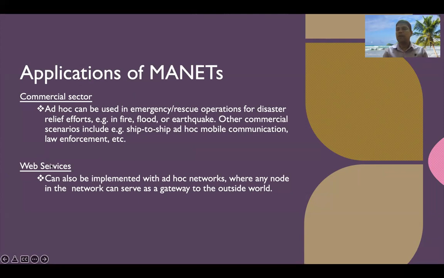And this is for web services. In the commercial sector, ad hoc can be used in emergency or rescue operations for disaster or relief efforts, such as fire, flood, and earthquake. So this is an example application. Other applications in the commercial sector are ship-to-ship ad hoc mobile communication and law enforcement.